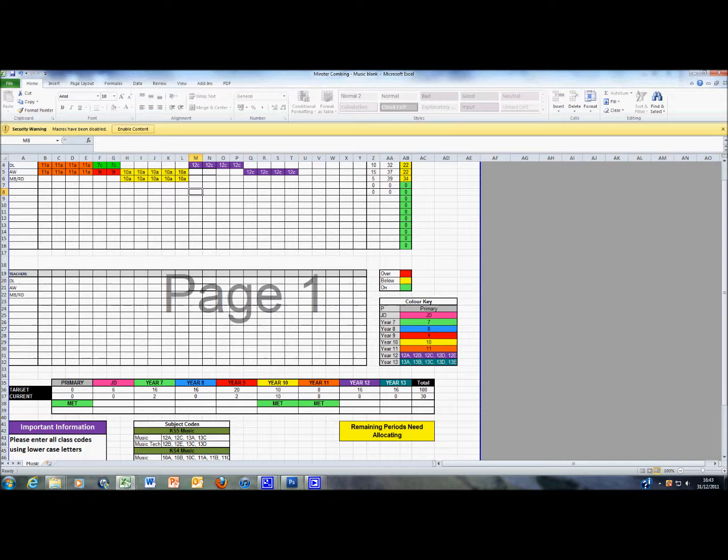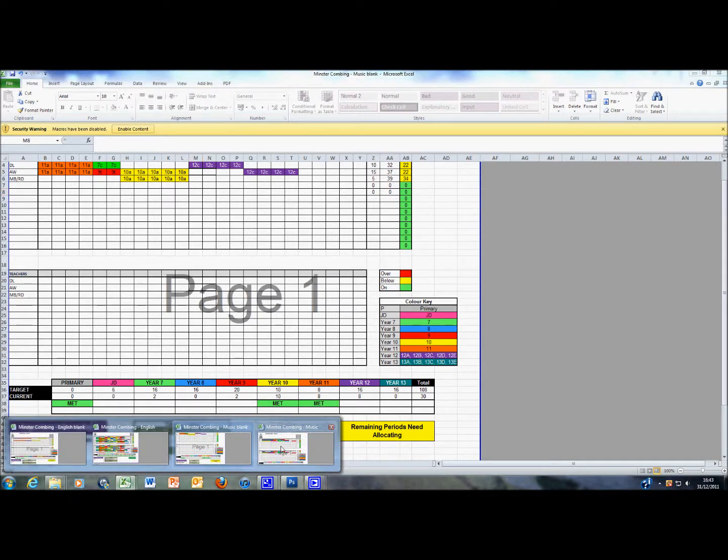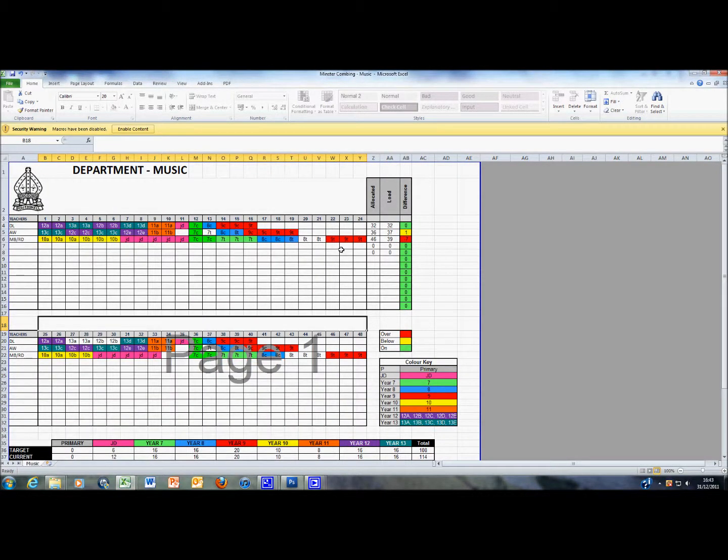Now looking at the example from the previous year, we can see that the combing chart was completed in much the same way. In this case it appears as if the top half of the table represents week A and the bottom half of the table represents week B.